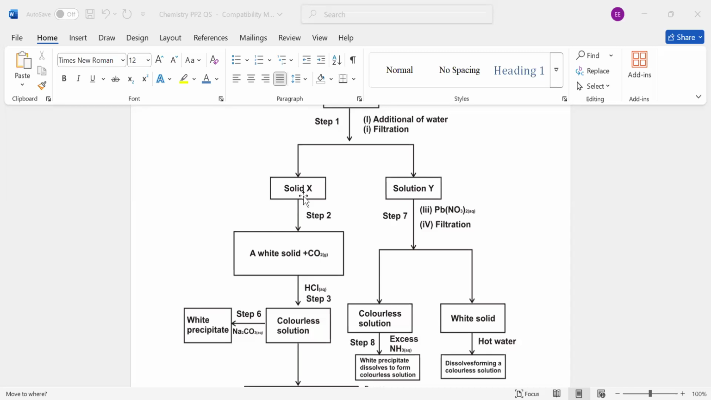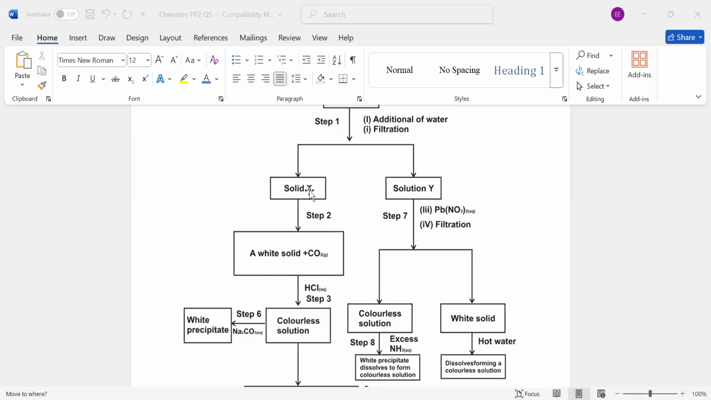Solid X, there is a step 2 that is carried out here. In this step 2, we get a white solid and carbon dioxide gas. Quickly, can somebody tell me what step 2 is? What is happening in step 2? Charles Karimi, only another person. Yes, Alan, what is happening in step 2? Thermal decomposition. Very correct. Thermal decomposition, not dissociation, it is decomposition.